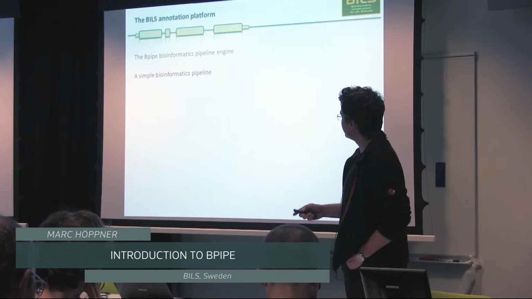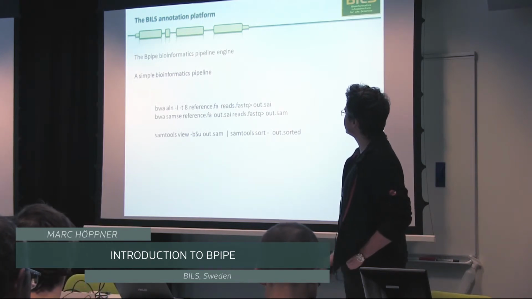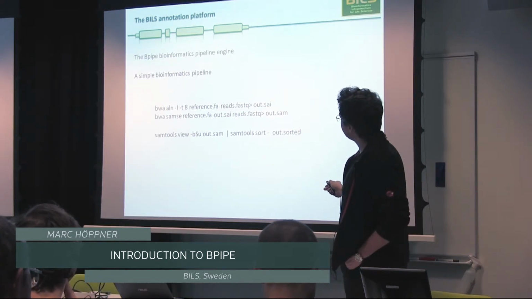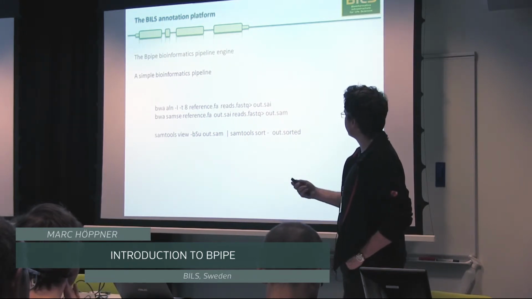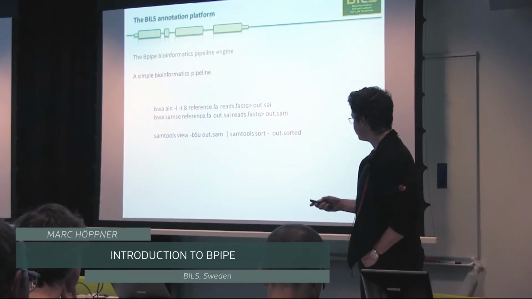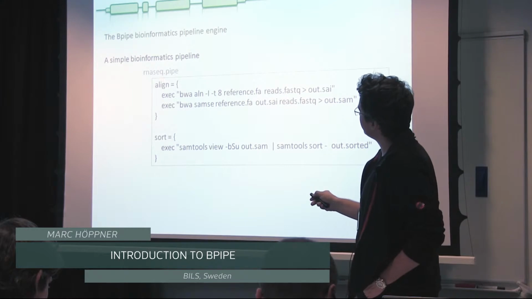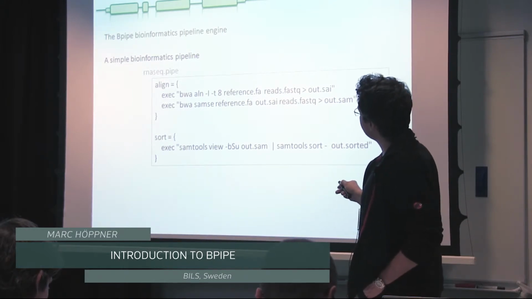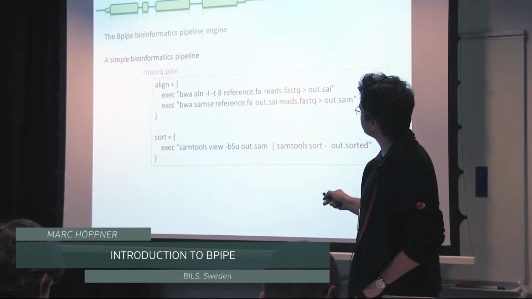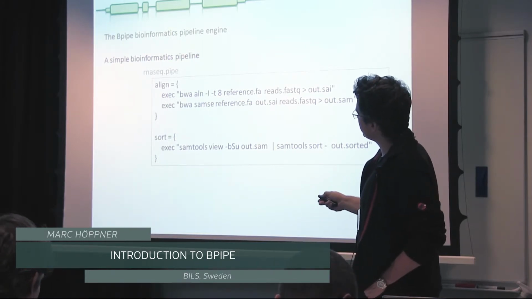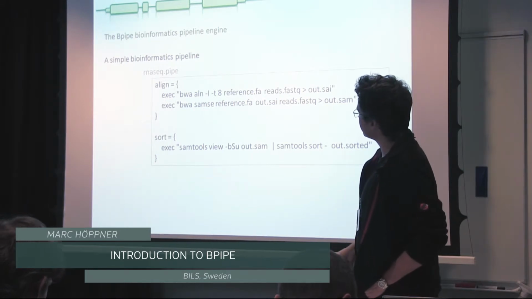Right, so looking at a more bioinformatics related example, here we have, for example, aligning short reads against the genome sequence, transforming that into a SAM file, and then doing something with the SAM file, in this case sorting the SAM file to create a sorted output. And that's how we could implement that in the Bpipe pipeline. We have one stage that we call align. This stage calls two consecutive executes, so two commands are executed one after the other. And then we have a second stage that we call sort that implements the sorting function.